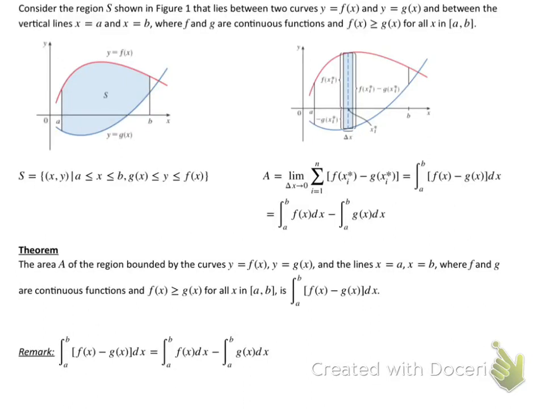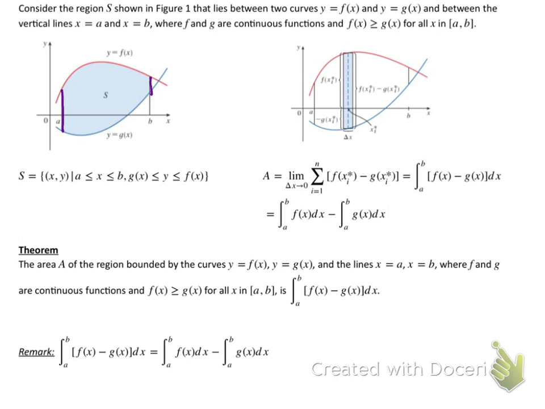In this lecture, we are going to use integrals to find the area of a region. So look at the area of this region S. On the most left, you have a vertical line, x equals a. On the most right, you have this vertical line, x equals b. So x is between a and b.